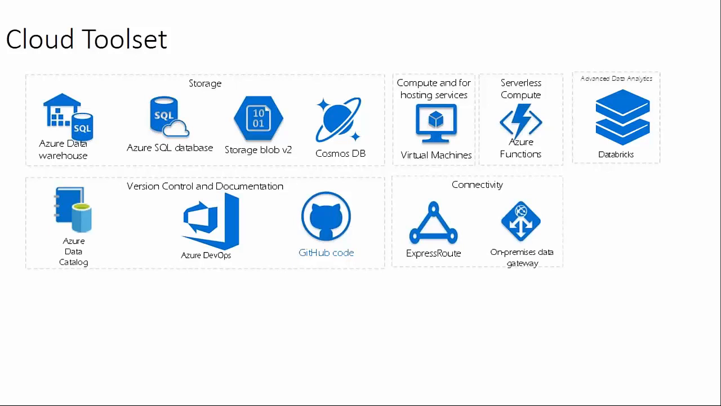For connectivity, Express Route or on-premises data gateway. The main difference when you talk about Express Route is that Microsoft is going to give you a VIP channel for your network bandwidth, while the on-premises data gateway is going to establish the connection between your on-premises environment and Azure, but it's going to be using the public bandwidth.